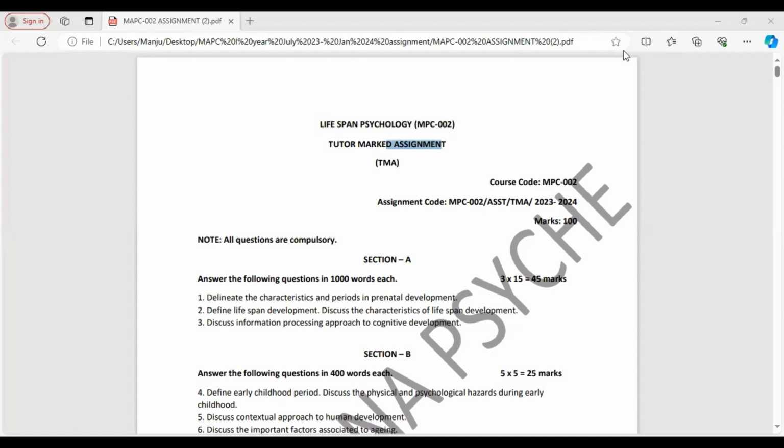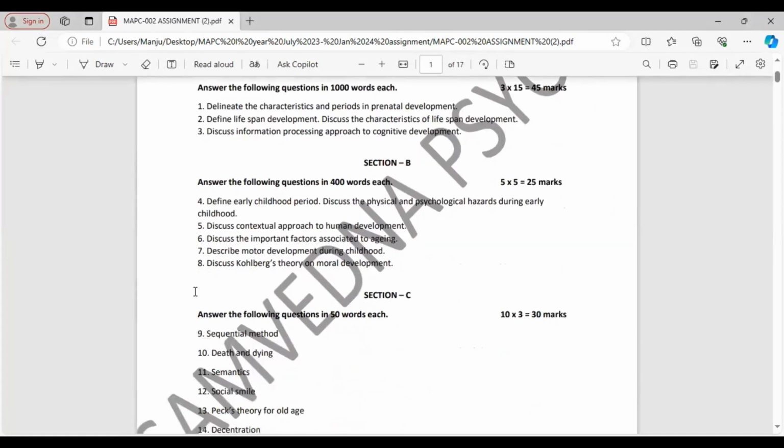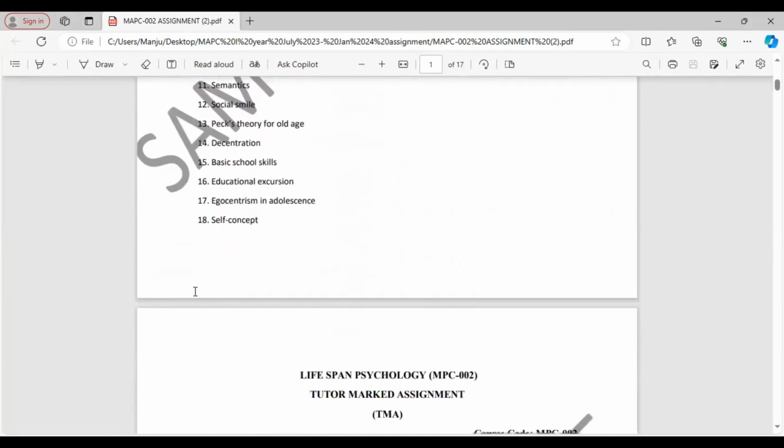Today I'll be focusing on the solutions for lifespan psychology MPC 002 assignments. Before we start, a reminder of a few guidelines. Include the title page and the question paper before you write your answers, and leave a margin of 3 to 4 centimeters on the left side, and after every answer leave a space of 3 to 5 lines. I have shared the question paper in case you need it, and now we will move straight away to the assignment answers.